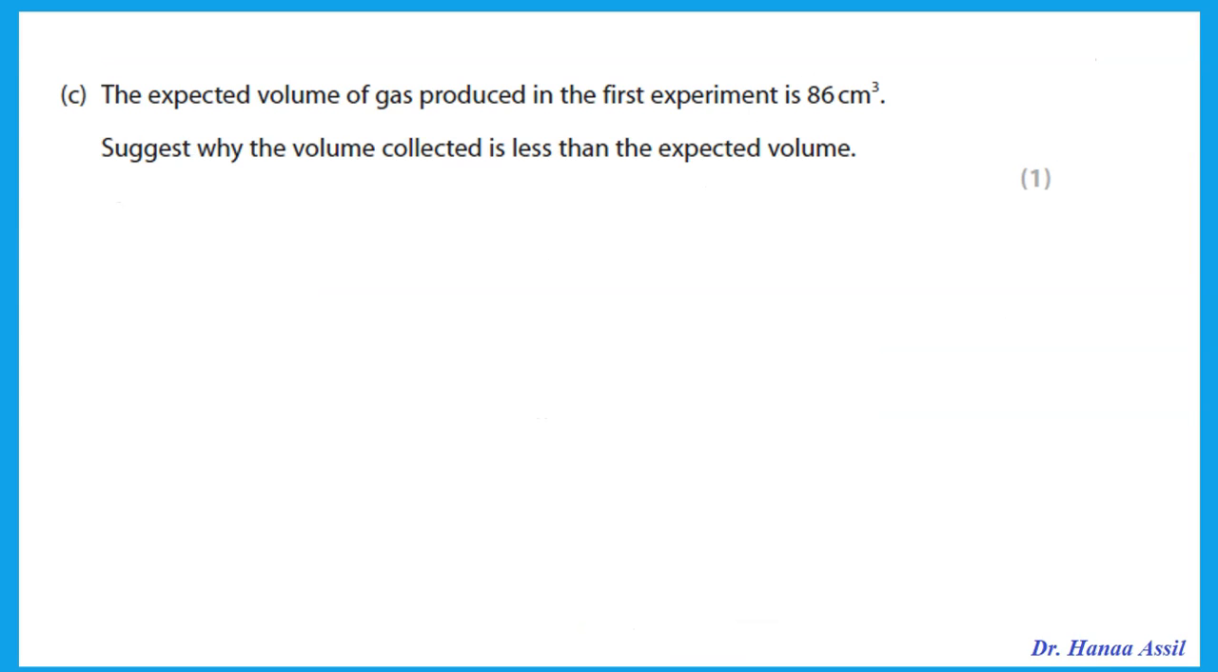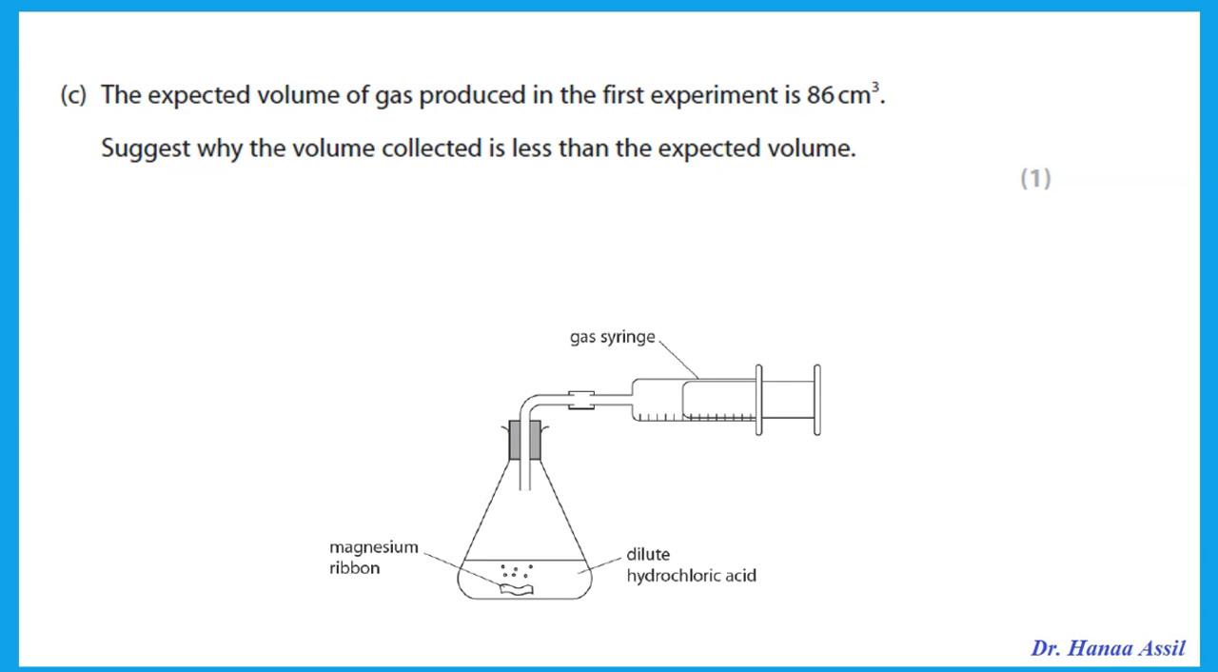The expected volume of gas produced in the first experiment is 86 centimeter cubed. Just explain why the volume that was actually collected is less than expected. So we expect to get 86 centimeter cubed of gas. Actually, the student collected less. Why do you think they collected less?